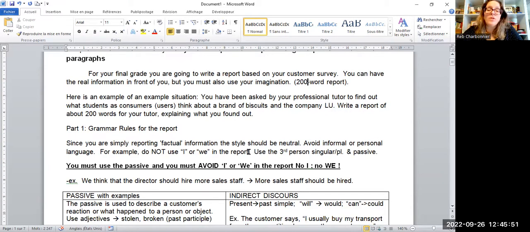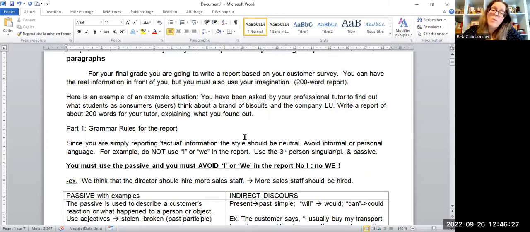First of all, a report should be neutral. Unless you're writing a report about your internship or your alternating course, it should be neutral. That means that you're not going to use emotional language. You're not going to use "I think that" much. It's not really your opinion that you're giving. You're reporting the speech of other people. So try to avoid anything that's very personal or informal.